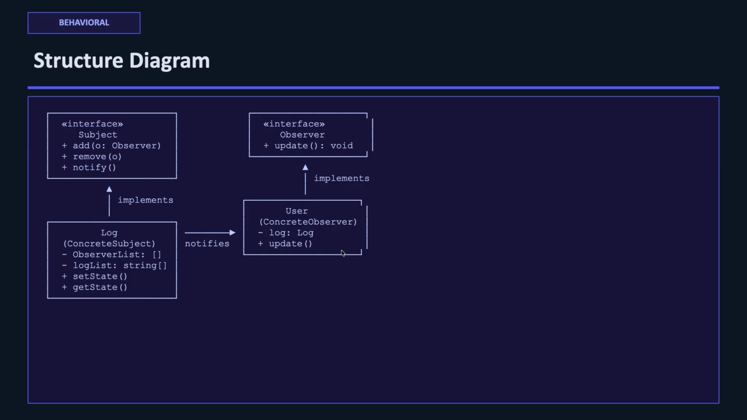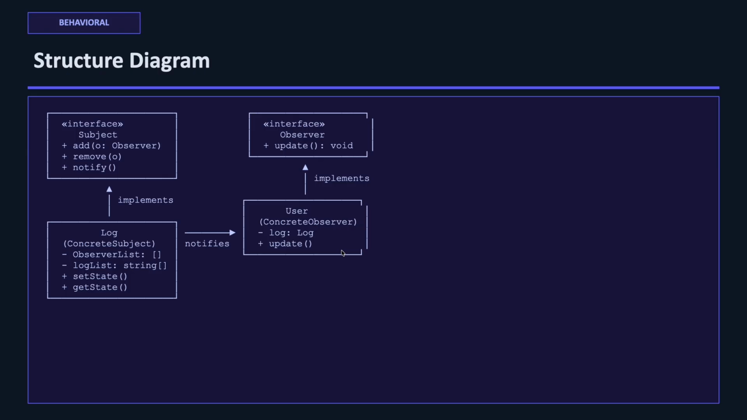Here's the structure diagram. We have four participants: two interfaces and two concrete classes. First, we have the observer interface. The observer interface declares just one method, and that's the update method. The subject interface declares three: add, remove, and notify. Together, these two interfaces are the entire contract. Neither side references the other's concrete type.